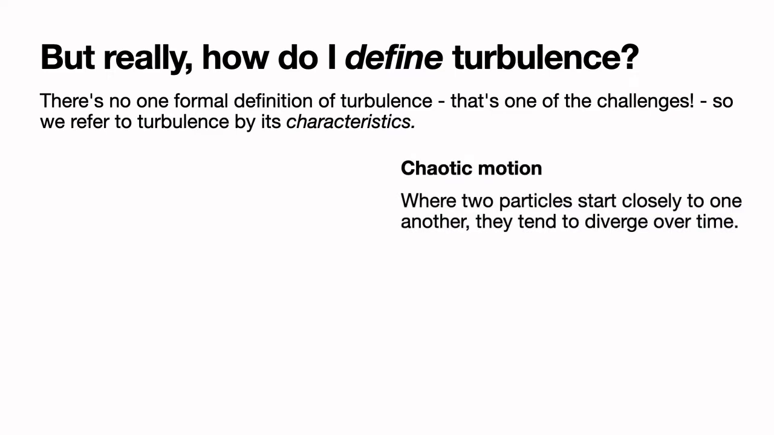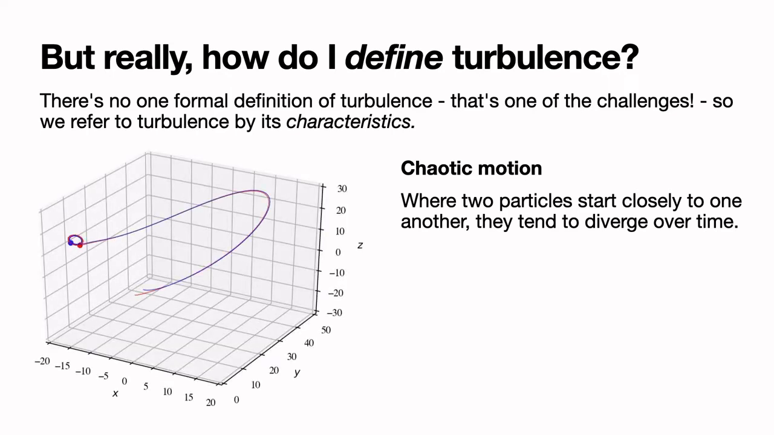So the first characteristic is what we call chaotic motion. And probably you might think of something like chaos theory, which we talk about all the time in movies, and the butterfly effect and all of that kind of stuff. But there's actually a more formal definition of chaos. If you have some kind of system and you have two particles that start closely to one another, and you let them run over time, it's chaotic if they tend to diverge over time.